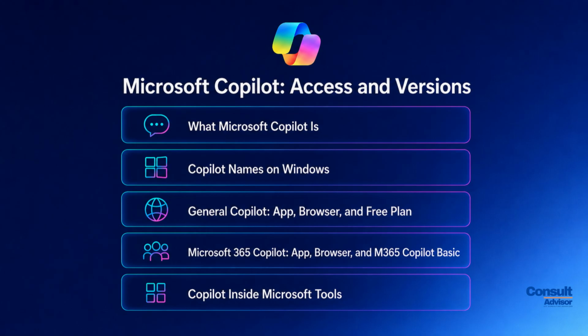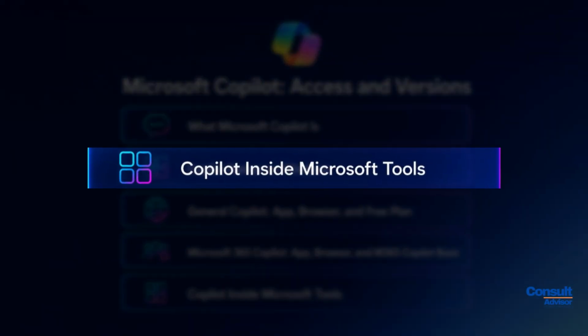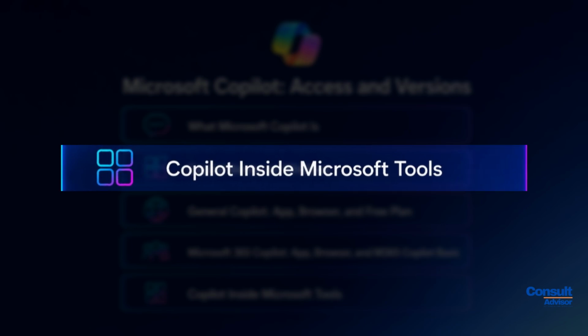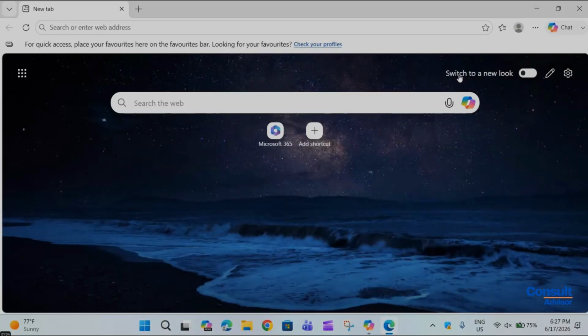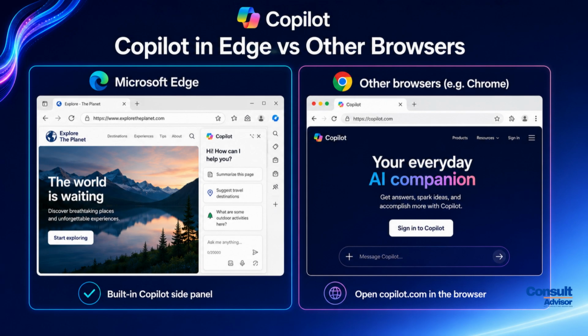After looking at the main Copilot access methods, let's see where Copilot can also appear inside Microsoft tools. First, Copilot can appear directly inside Microsoft Edge as an embedded side panel. This is available in Microsoft Edge because Edge is part of the Microsoft environment. We can still open Copilot.com from other browsers such as Google Chrome, but the built-in Copilot side panel is part of Microsoft Edge, not Chrome or other browsers.